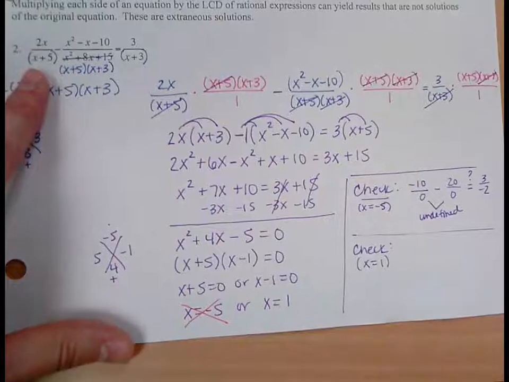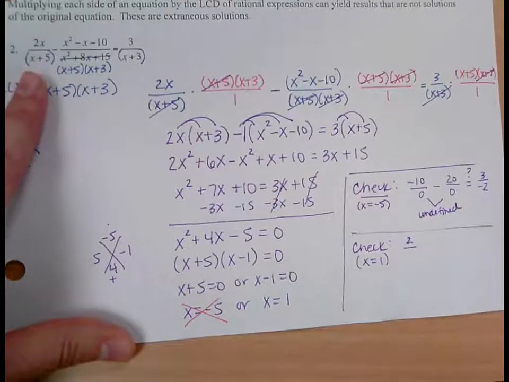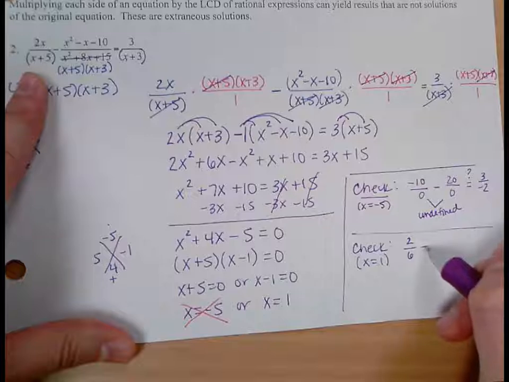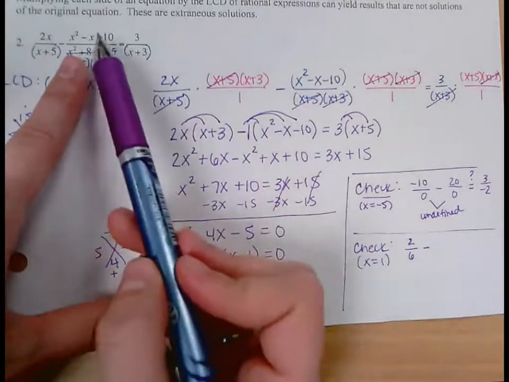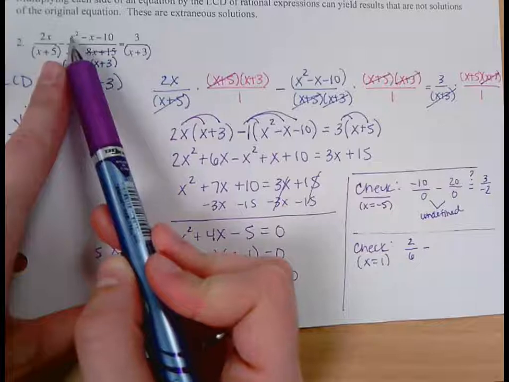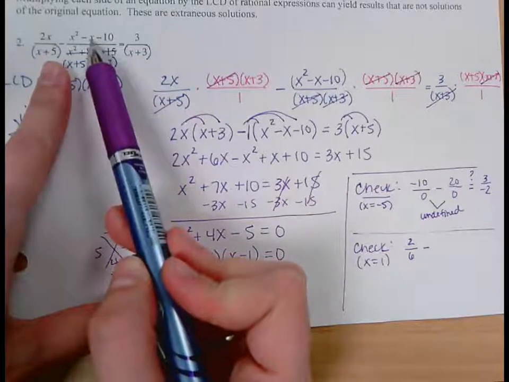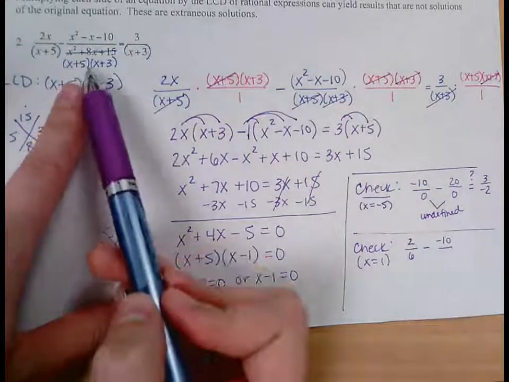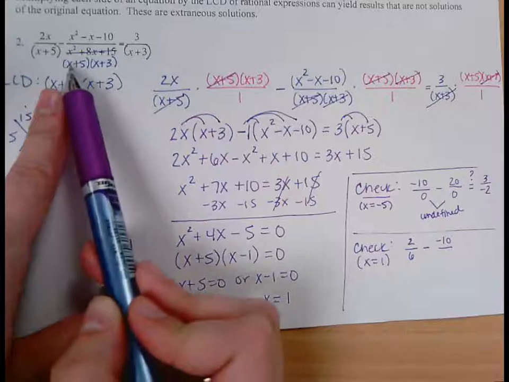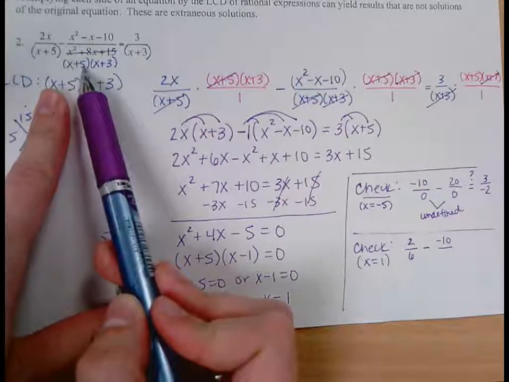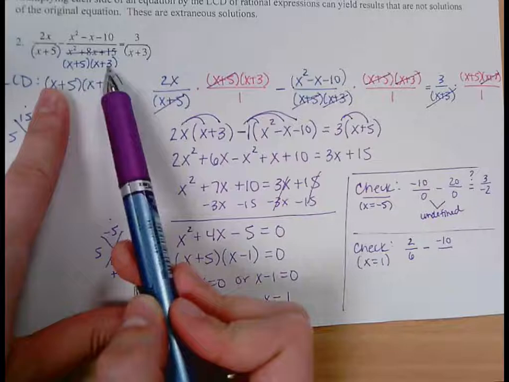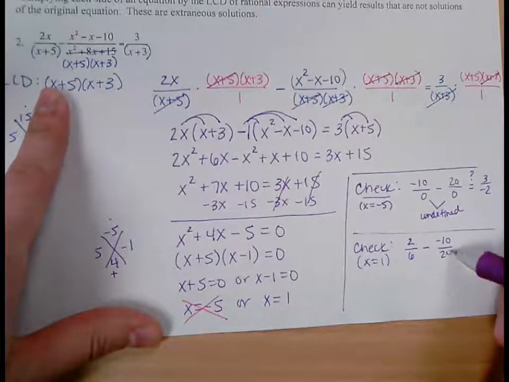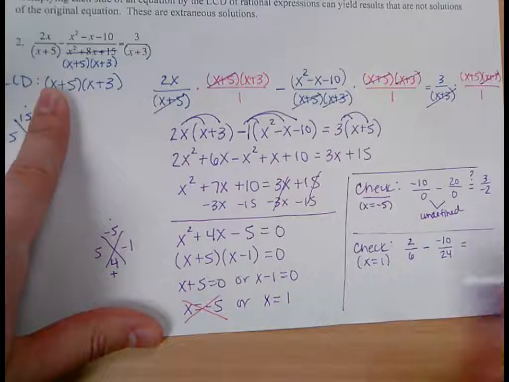So the first fraction, I would have 2 times 1, which is 2 over 1 plus 5, which is 6, minus, in the second fraction, 1 squared is 1, 1 minus 1 is 0, 0 minus 10 is negative 10, over, and that denominator, again, I'm looking at the factored form, I would have 1 plus 5, which is 6, times 1 plus 3, which is 4, so 6 times 4, I'd have 24 on the bottom of that fraction. And then does that equal 3 over 1 plus 3 is 4.